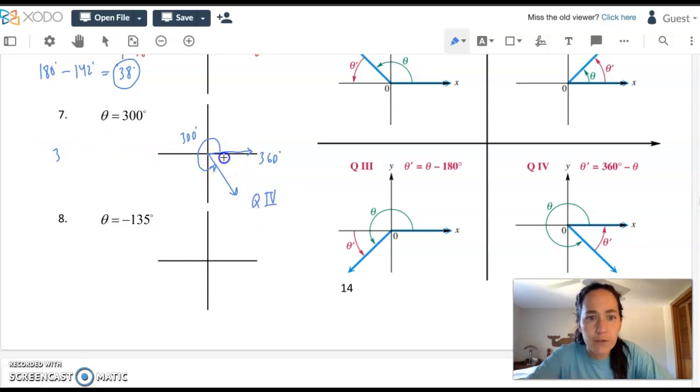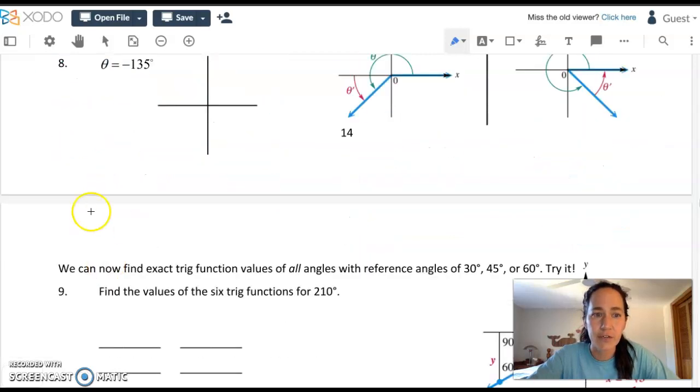Use our Roman numerals. You want to get theta prime. We'll do 360 degrees minus how far you came, 300 degrees, to get back to that 60-degree reference angle. That's a big one because we would know the sine, cosine, and tangent of that angle.